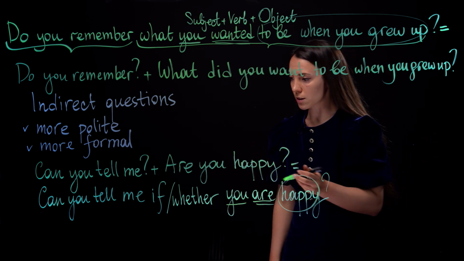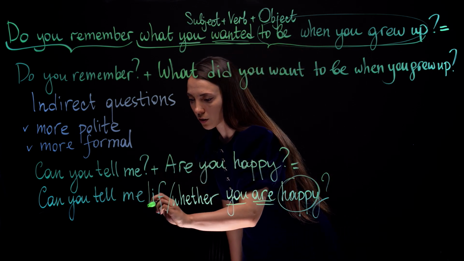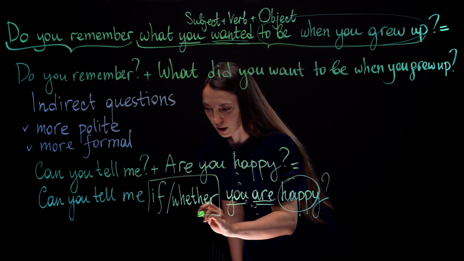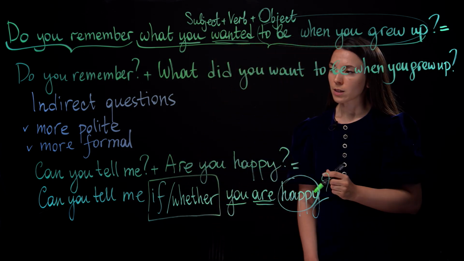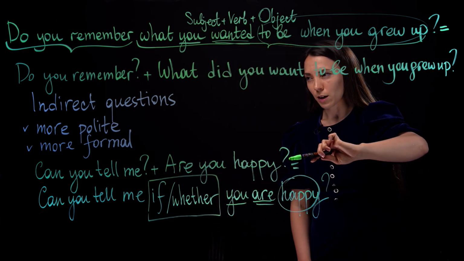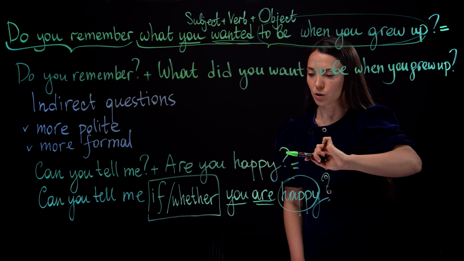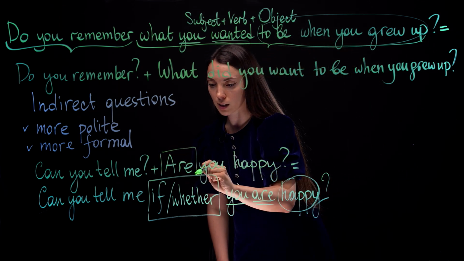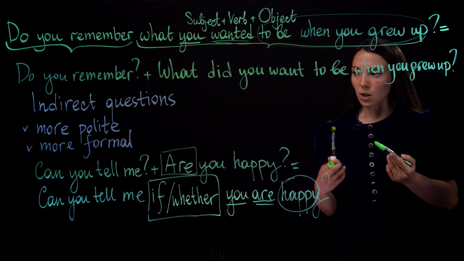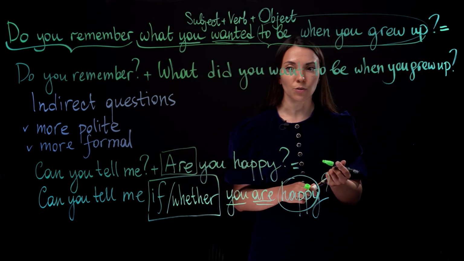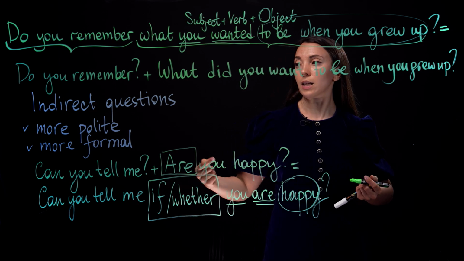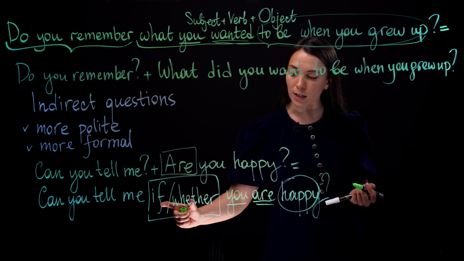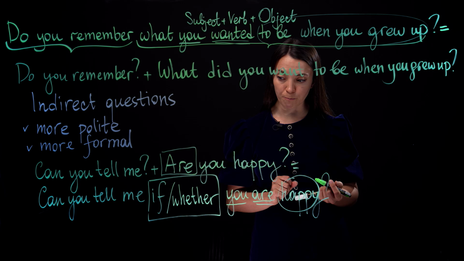We have something else. Look here, we have if or whether. Why do we use them? What do we start our question with here? Yeah, we start with an auxiliary. When we start our question with an auxiliary in an indirect question, we add if or whether.